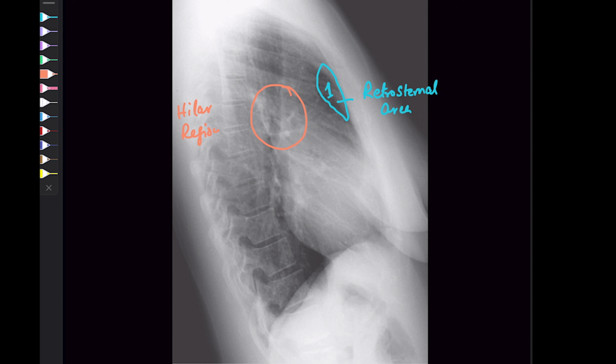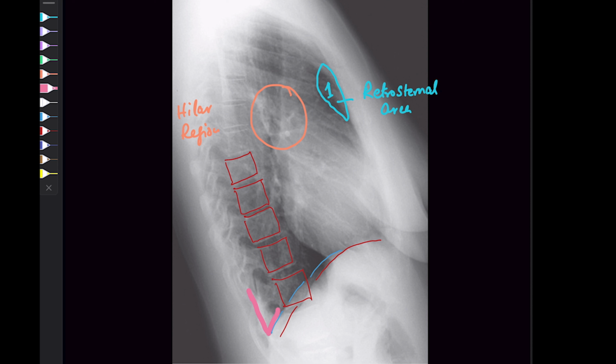The third point is the fissure. I'll be showing you shortly. And then we can see the vertebral bodies. And the last, we should be looking at the diaphragm and costodiaphragmatic recess. So where is the diaphragm here? We can see very clearly one dome and the other dome of the diaphragm. And then where is my recess? The angle and recess is here.